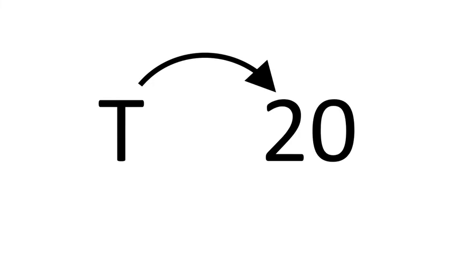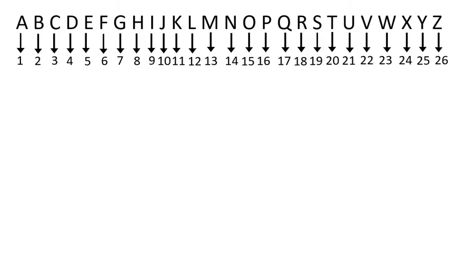T is the 20th letter of the alphabet, and 20 starts with T. Are there any other letters with this property? Let's find out. So let's start with what we know. 20 goes to T, goes to 20.